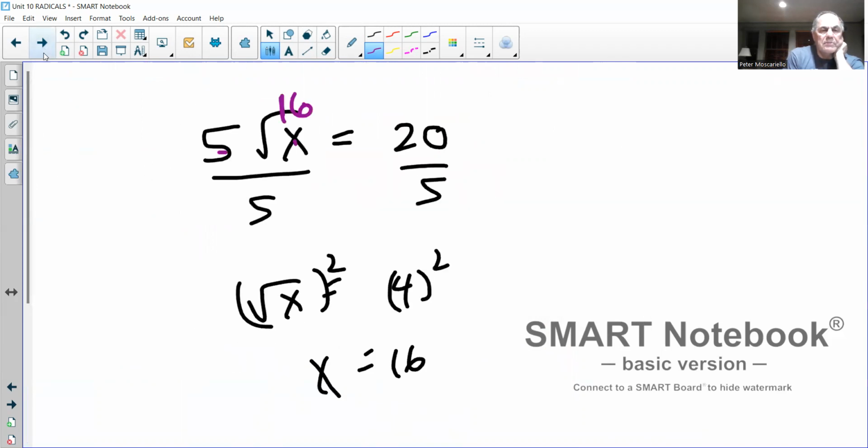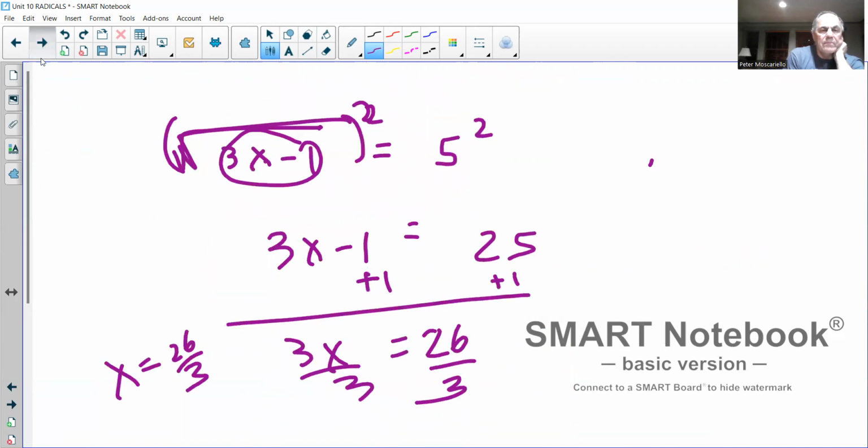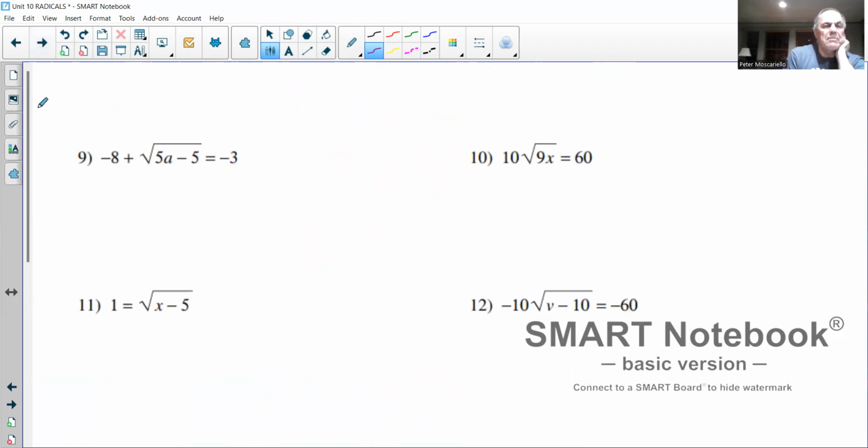Uh-oh, where's the rest of it? Number 9, you've got to do a little work to get the square root by itself. What if you had negative 8 plus p equals negative 3? How would you get p by itself? You'd add 8 to each side. So that's what you do here.